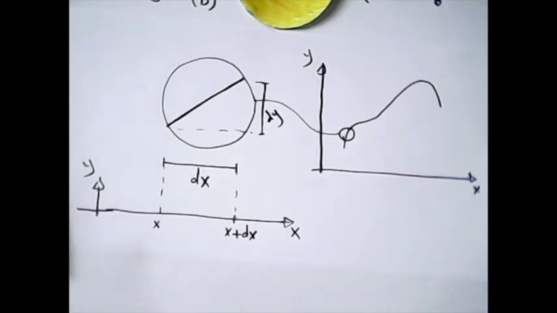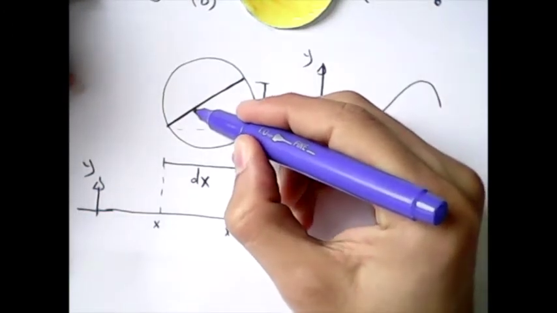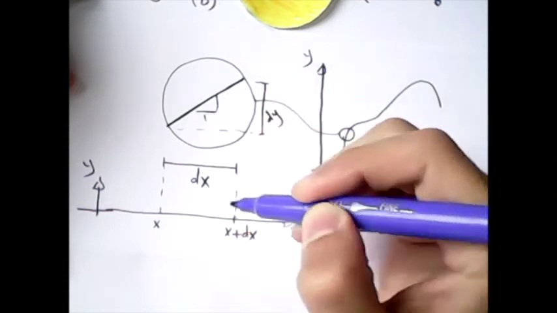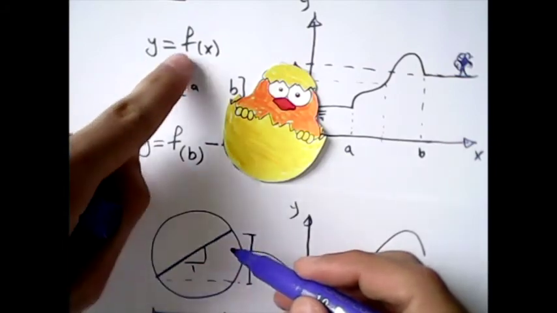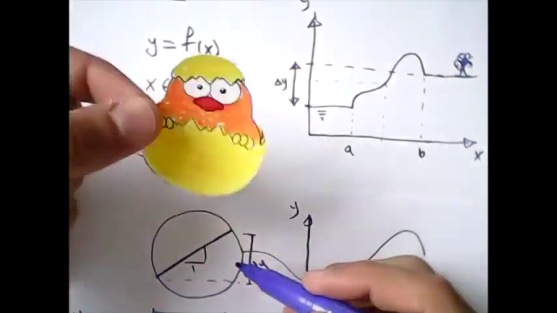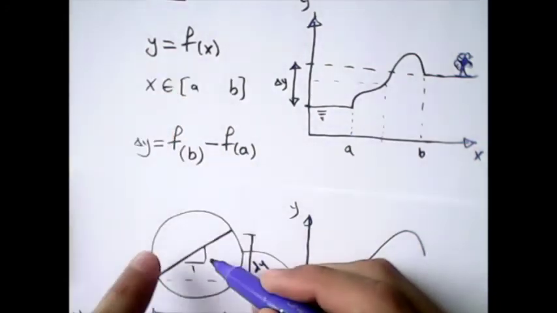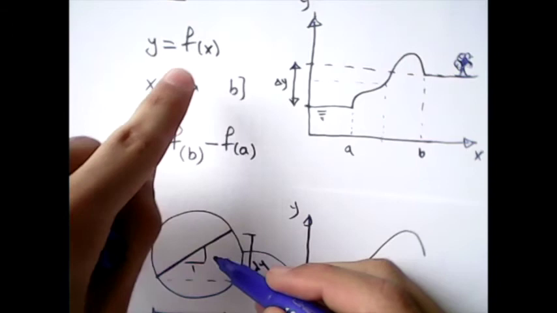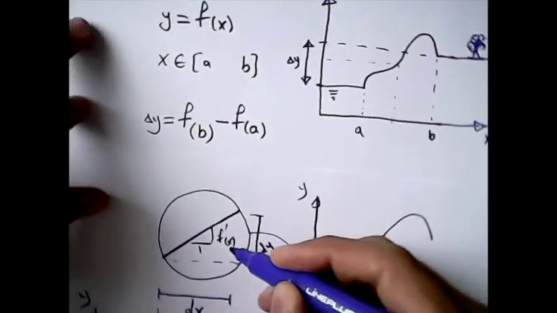So let's take a look at it. What is the value for dy? It's very simple. If we could find the slope of this line, and the function was y equals f of x, so the function was y equals f of x, and the slope of that curve would be f prime of x.